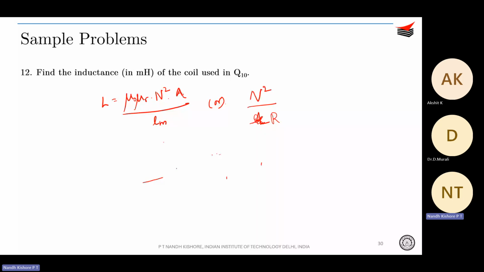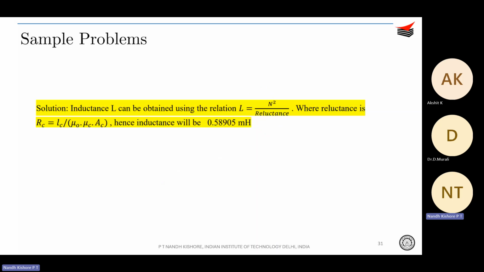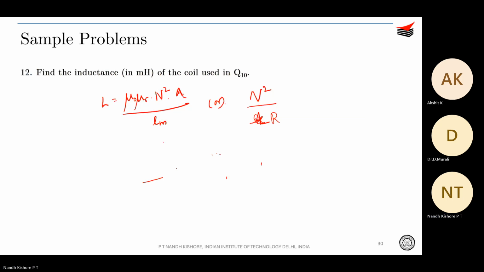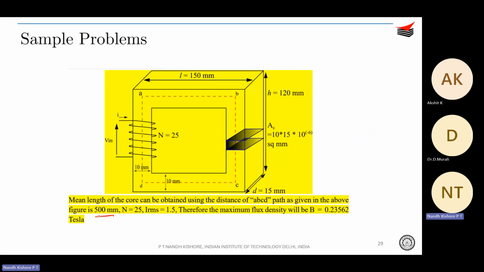So all the physical parameters are known. You know what is your N. From that you find out what is L. That is, L is equal to N square by reluctance. So reluctance is L divided by mu naught mu R into AC. All the physical parameters are given, so from that you find out the reluctance, and from that you can find out what is L. You just need to find out the cross-sectional area.